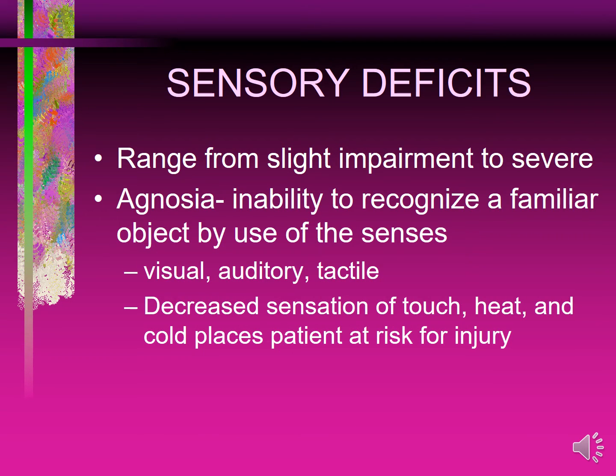Sensory deficits can range from a slight impairment to very severe. And again, you need to be very aware and astute about this with your patient because their sensory deficits aren't going to jump right out at you all the time. So you need to be aware of them because they may not be real obvious. But sensory deficits can range from something very slight to something very severe. And one of the things that they can have wrong is agnosia, which is the inability to identify familiar objects by use of their senses.